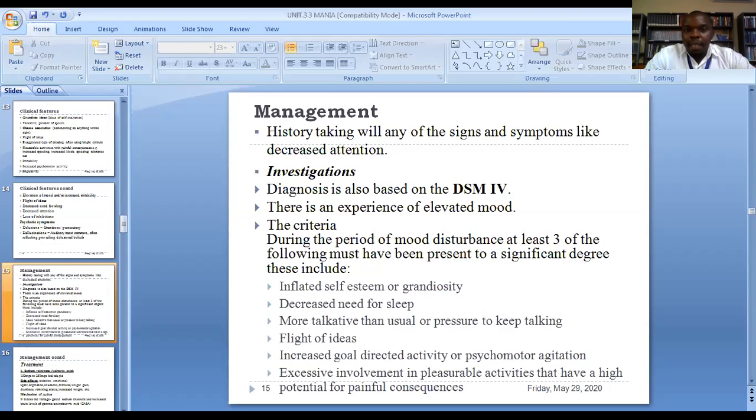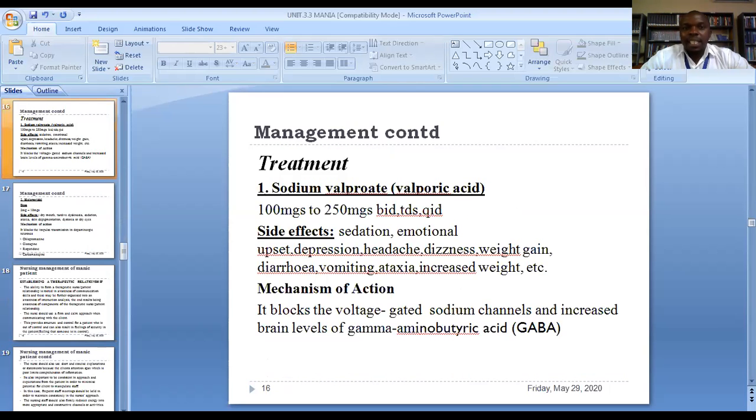What are these? Inflated self-esteem or grandiosity, if that one is present, take note. Decreased need for sleep, take note of that one. More talkative than usual, or pressure to keep talking, flight of ideas, increased goal-directed activity or psychomotor agitation, excessive involvement in pleasurable activities that have a high potential for painful consequences. So if any of the 3 above mentioned is present, then you can actually say someone has mania.